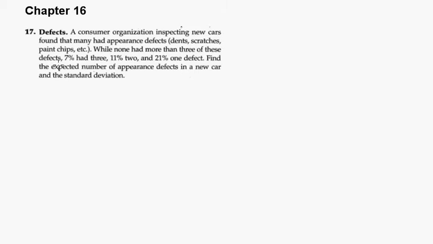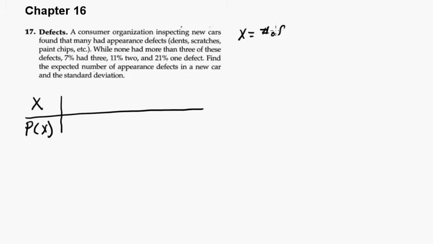So none had more than 3. Apparently they're giving us all the information, so let's just see if we can build a model. We'll have a random variable x and then P of x. So x will be the outcome. Let's say x equals the number of defects.